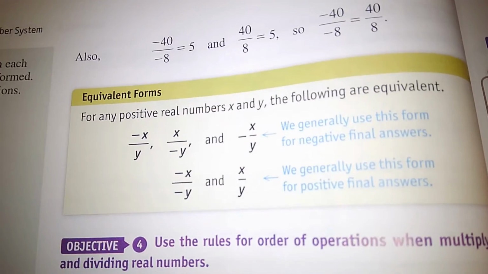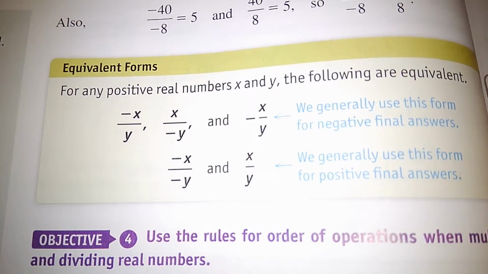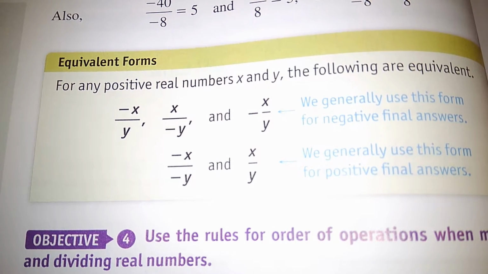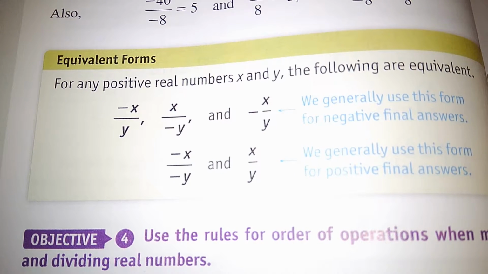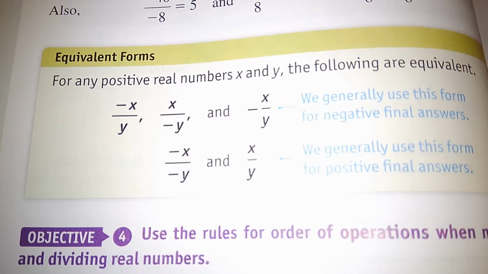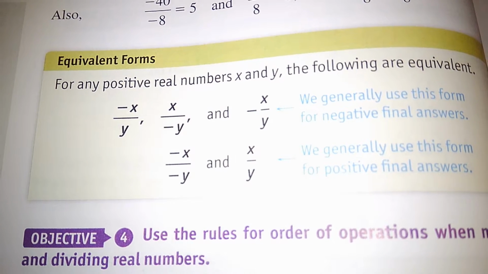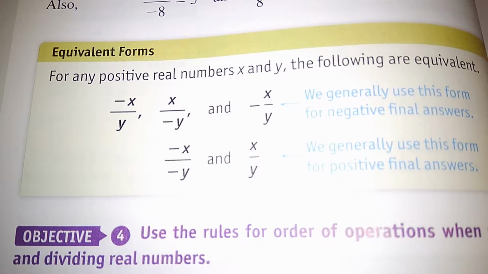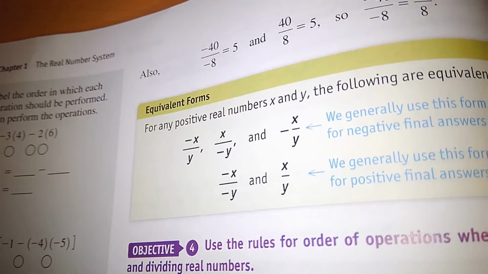It's called the equivalent forms. Whose turn to read the equivalent forms? Can you read, please? Yes. Equivalent forms. For any positive real numbers x and y, the following are equivalent: negative x over y, x over negative y, and negative of x over y. We generally use this form for a negative final answer. And negative x over negative y and x over y, we generally use this form for positive final answers. Very good.